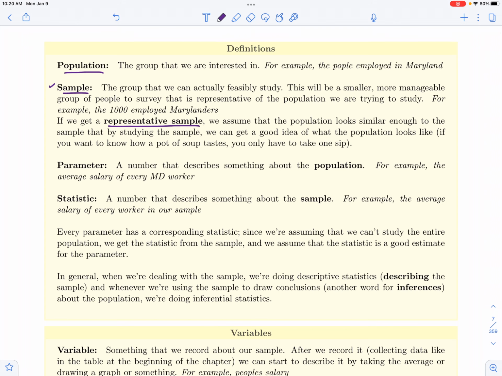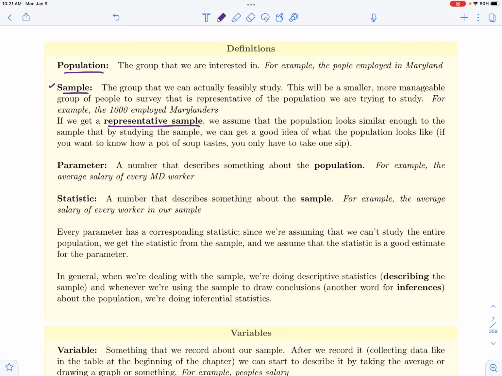So that means we want it to have a similar makeup to the makeup of the population that we're interested in, in terms of gender, race, any of those kinds of factors. And we also want to make sure that our sample is what's called random, because we want to make sure there's no bias in our sample.